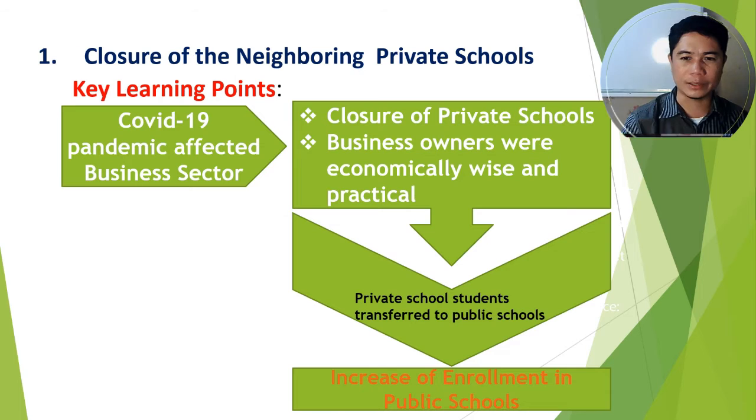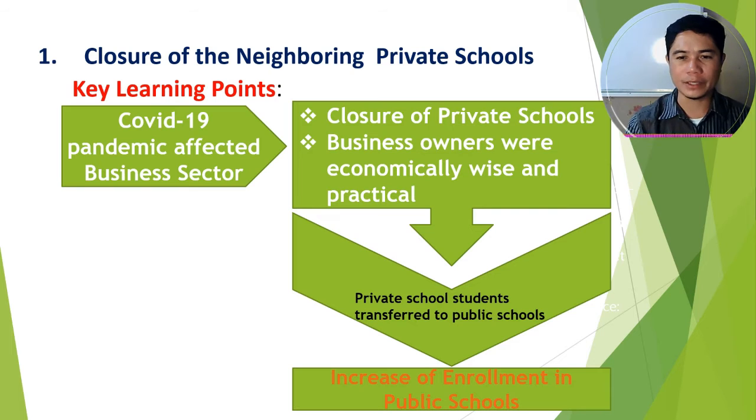They started with the retrenchment of teachers, and then the population of their schools decreased, since some of the parents could no longer afford to send their children to private schools. So the retrenchment of teachers, because of the decrease in the population of the private schools, eventually led to the closure of private schools in our neighboring schools near my workstation. It's because also the business owners were economically wise and practical.